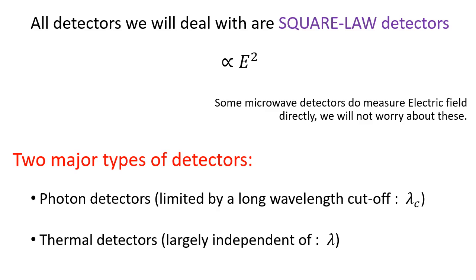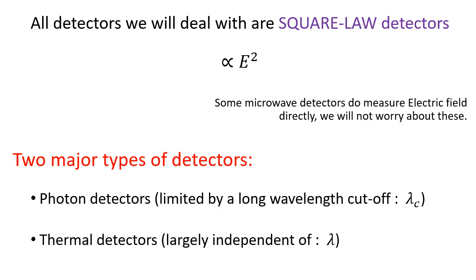So what we are going to measure, particularly in the optical regime, is not merely the electric field square. One averages over the response time of the detector. So what we always detect is the square of the electric field itself, and hence these are called square law detectors. Of course, there are some microwave detectors that do measure the electric field directly, but at the moment we will not worry about them. And there are two major types of optical detectors.